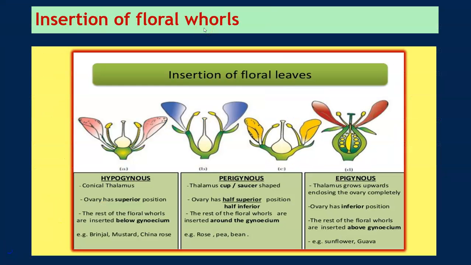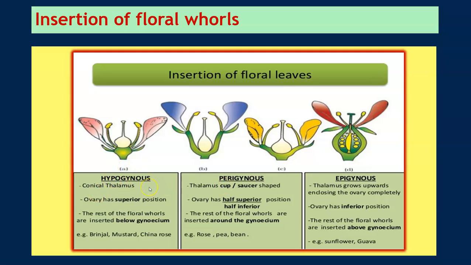Then let us have a look at the insertion of the floral whorls. Students, the position and arrangement of the rest of the floral whorls with respect to the gynoecium, that is, this is your gynoecium, on the thalamus is known as the insertion of the floral whorls. In a typical flower, the thalamus consists of 4 compactly arranged nodes and 3 internodes from where your floral leaves arise. The slope of the thalamus decides the insertion of the floral whorls. We have 3 types of these insertions.